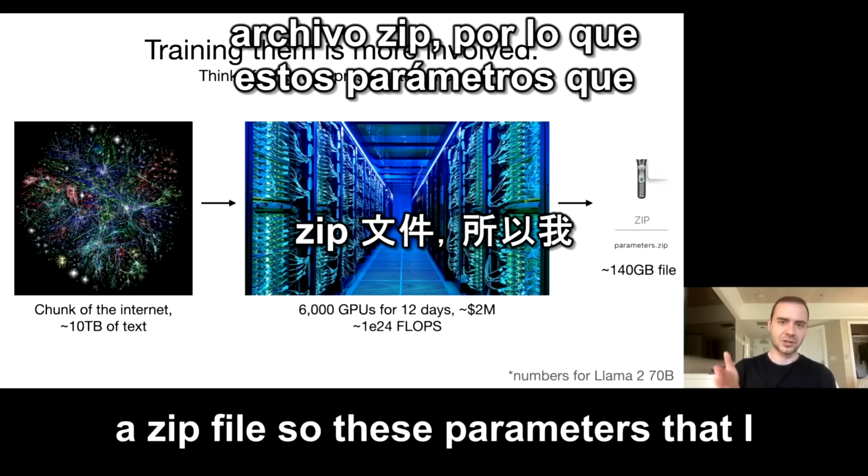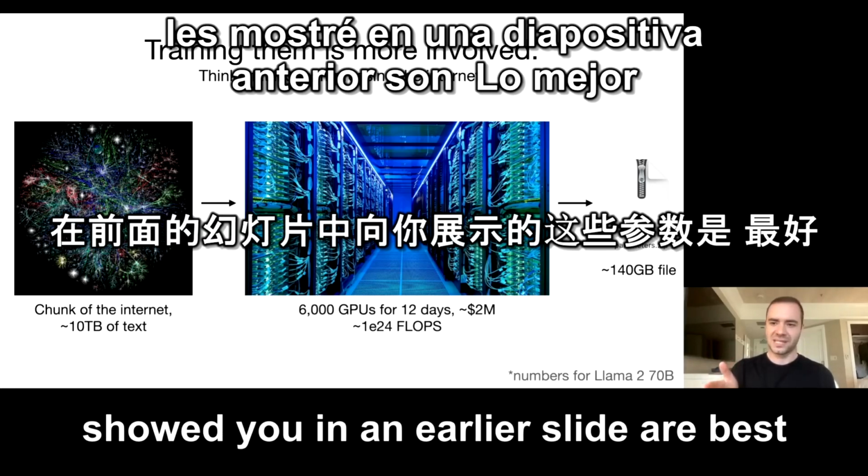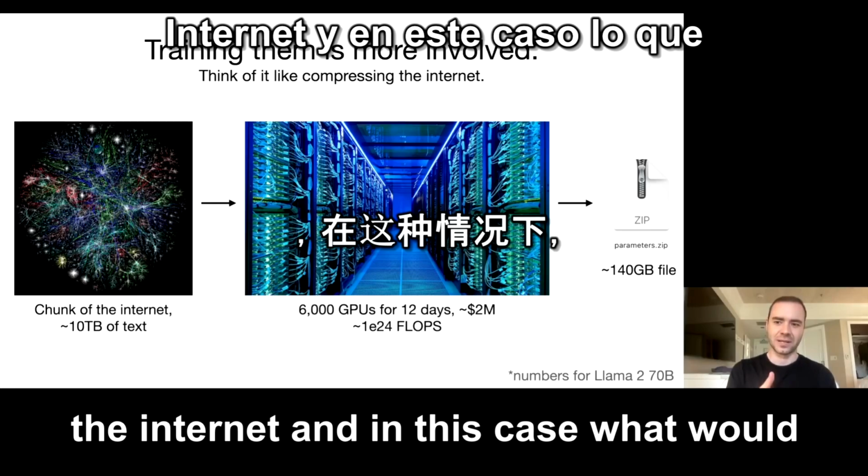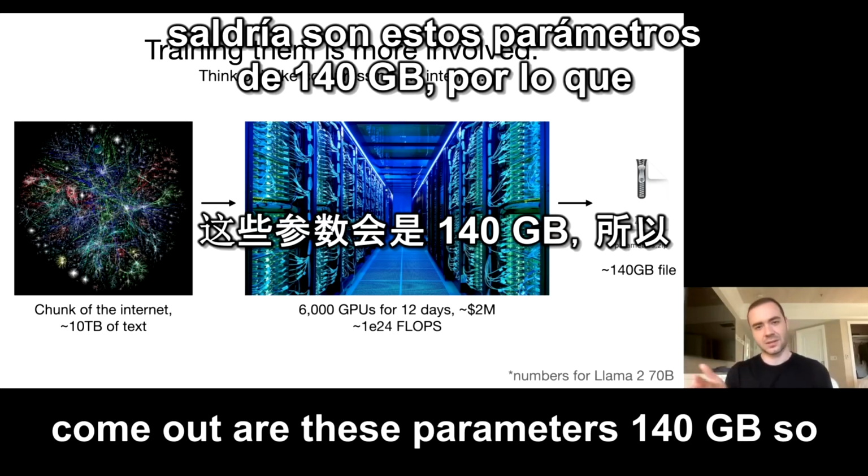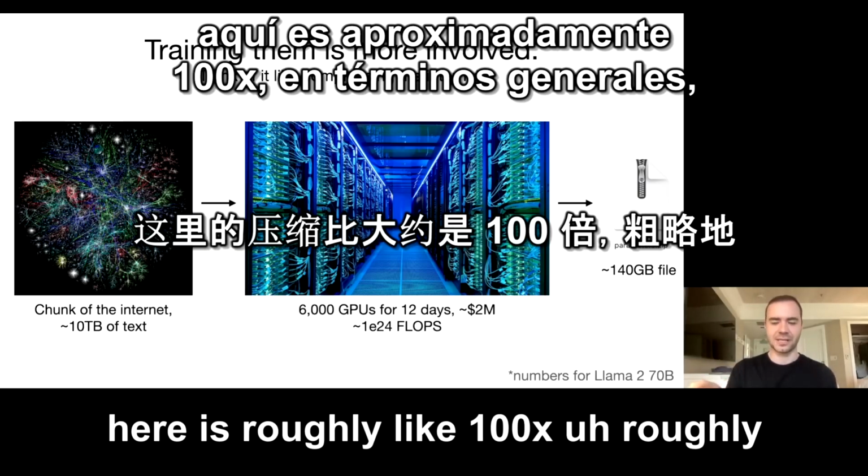These parameters that I showed you in an earlier slide are best thought of as a zip file of the internet. In this case, what would come out are these parameters, 140 gigabytes. So you can see that the compression ratio here is roughly 100x, roughly speaking.